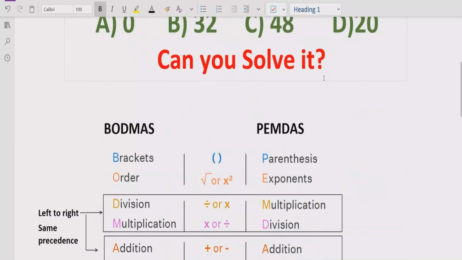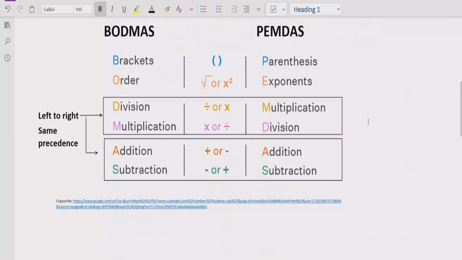Now, let's move towards understanding what rules we can follow to solve the given expression. As you can see, here we have 2 rules, BODMAS and PEMDAS. Basically, these are the rules which we can follow to solve any arithmetic expression. And the rule says if your expression contains any bracket or parenthesis, you have to solve that part first in your expression. After that, you have to see the exponent or power of your number.